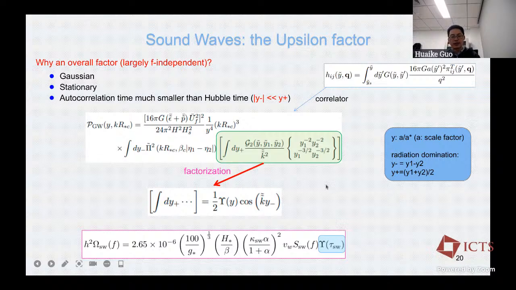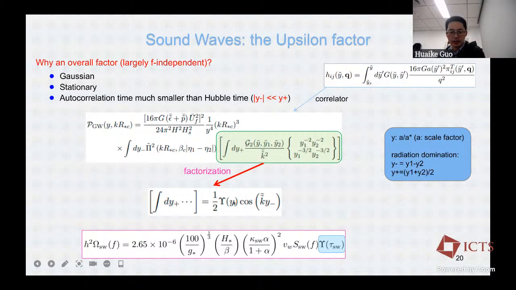Of course, this is obtained with approximations, but the approximation is very good, at least near the peak frequency. I will talk more about the deviation from this factor. So far this factor is frequency independent, and this is the result of the behaviors that the sound wave satisfies in this context. So that's the reason.